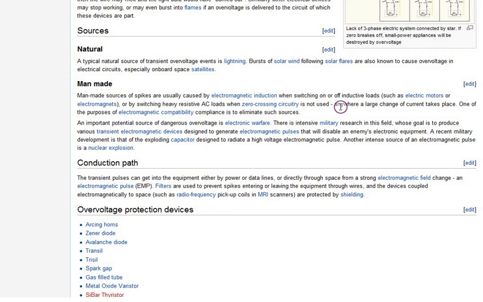A recent military development is that of the exploding capacitor designed to radiate a high-voltage electromagnetic pulse. Another intense source of an electromagnetic pulse is a nuclear explosion. And it says that these transient pulses can get into equipment either by power or data lines, or directly through space from a strong electromagnetic field change, an electromagnetic pulse, or an EMP.